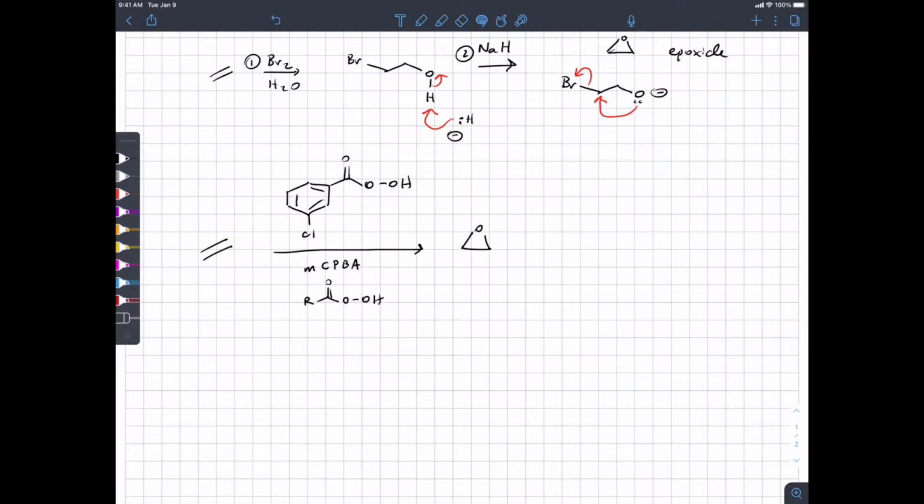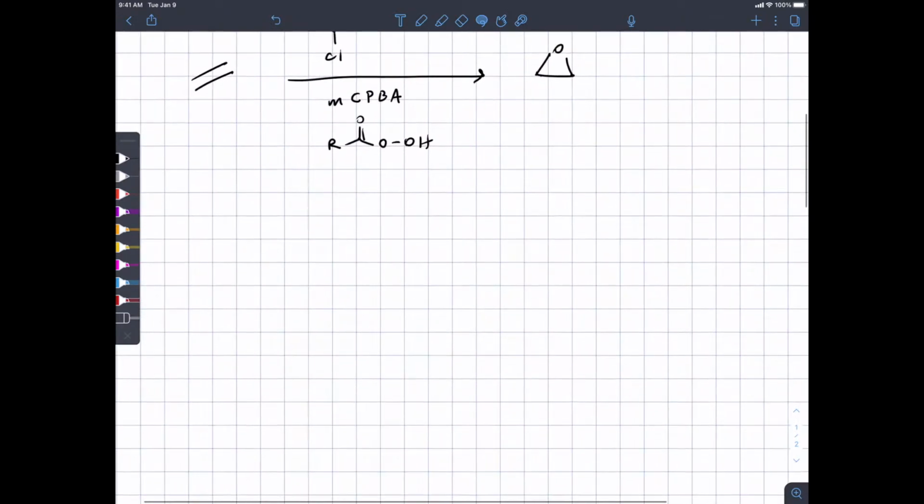I'm not going to ask you to reproduce this mechanism. It's kind of cute, but we don't have time for cuteness anymore, unfortunately. So I'll show it to you briefly, but I'm not going to ask you to worry about it. Effectively, this mechanism involves the pi electrons on the alkene attacking the weak oxygen-oxygen sigma star.